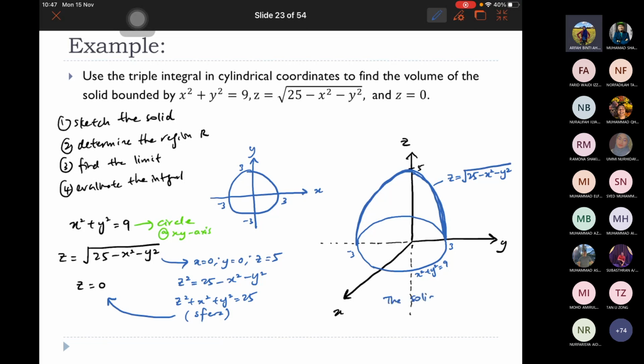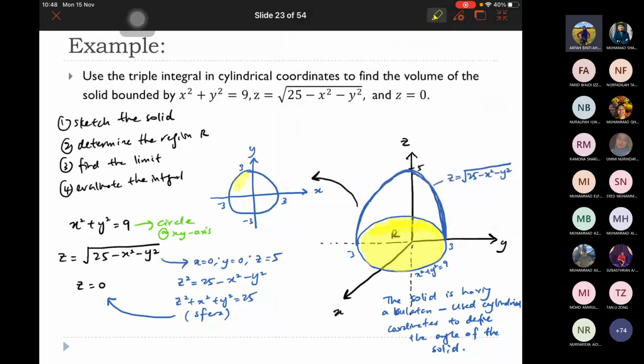So the solid is having sfera, hemisfera, bulatan. So use cylindrical coordinate, okay, to define the angle of the solid. Okay. So kita akan tentukan angle of the solid. So dia punya base for this case adalah dekat bawah. Tapak dia ni akan jadi dia punya base. So that mean yang ini adalah dia punya region R, the base that is over here. Okay, this one.